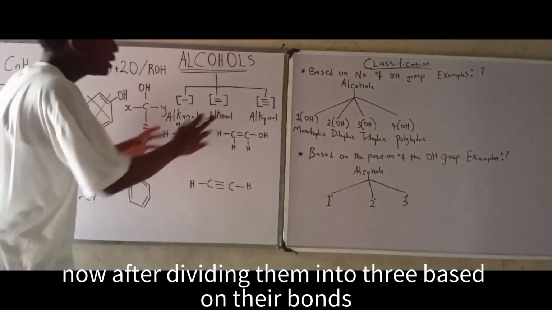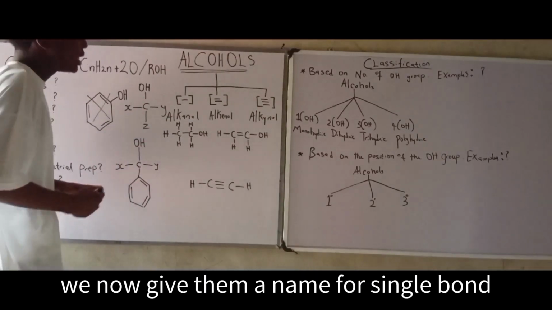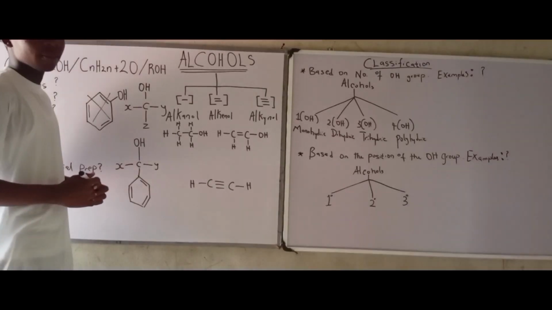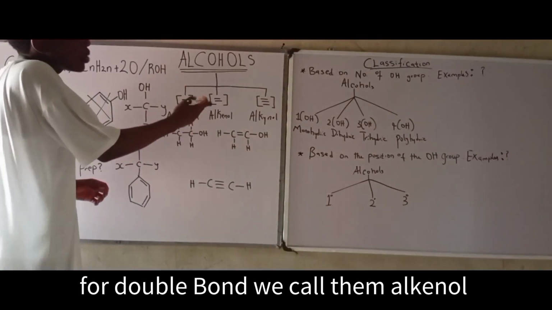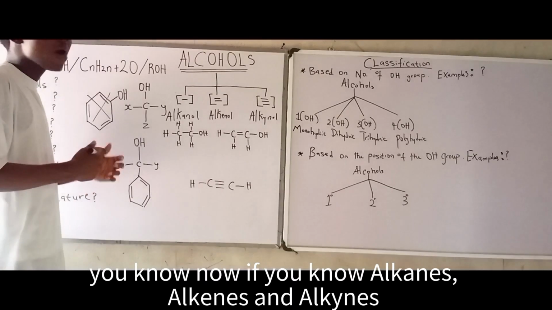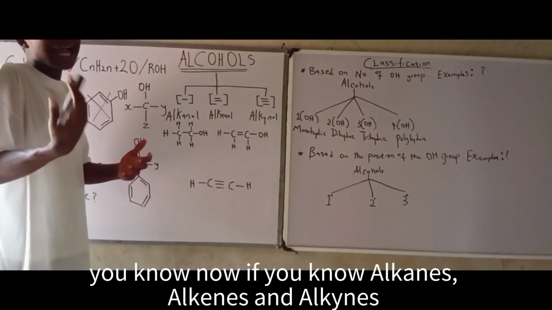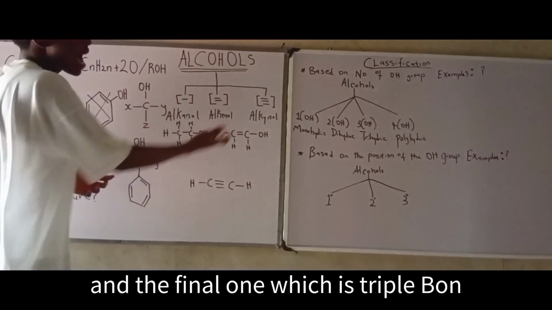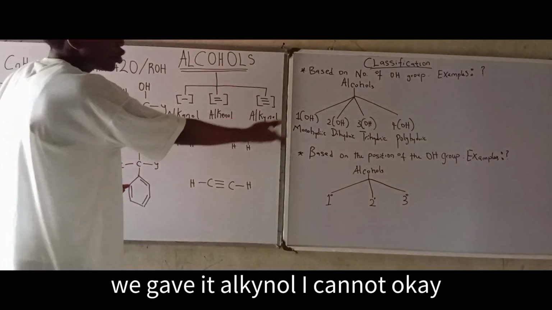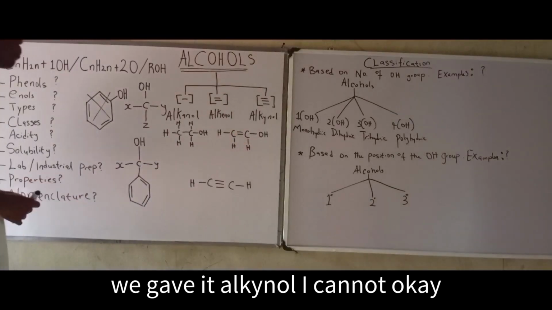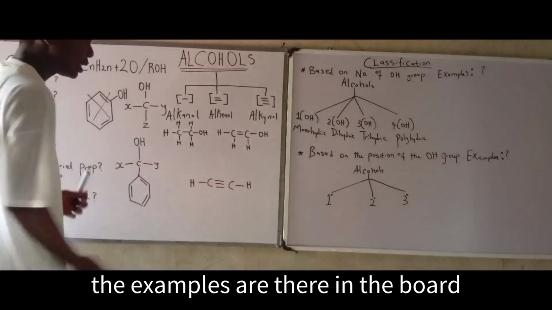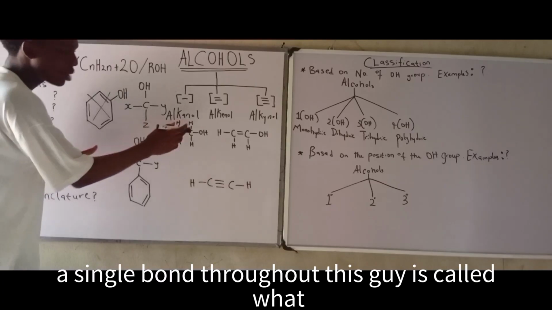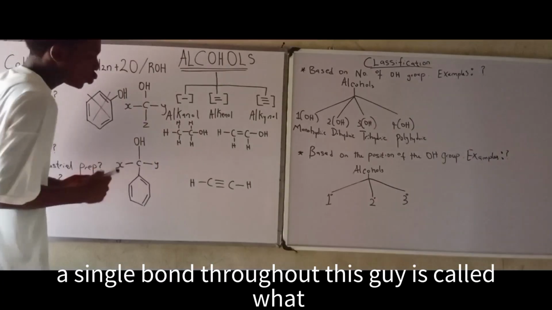After dividing them into 3 based on their bonds, we now give them a name. For single bond, we call them alkanols. For double bond, we call them alkenols. If you know alkanes, alkenes, and alkynes, you know why we gave this one AN and this one EN, and the final one, which is triple bond, we gave it YN, alkynols. Now let me give you an example. The examples are there on the board. This one is an example of an alkanol. It's a single bond throughout. This one is called what?